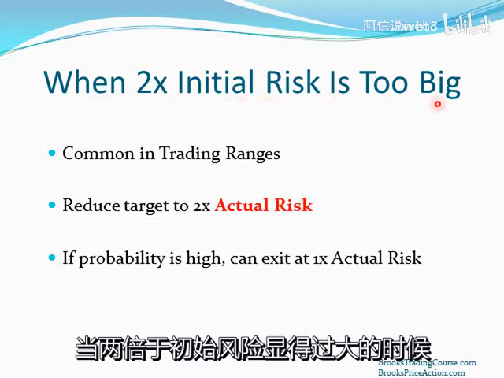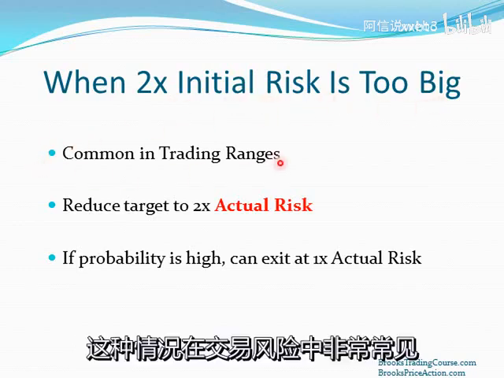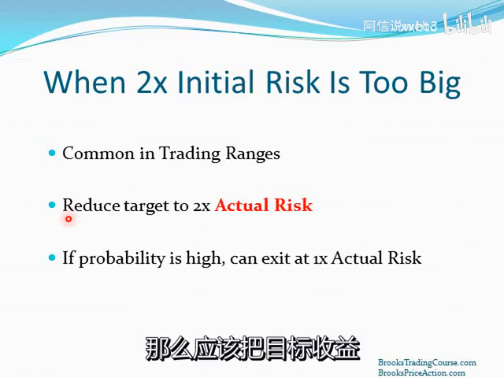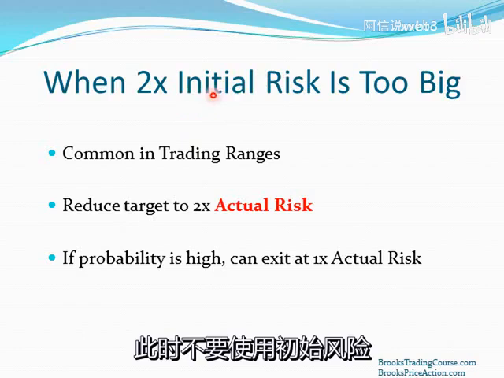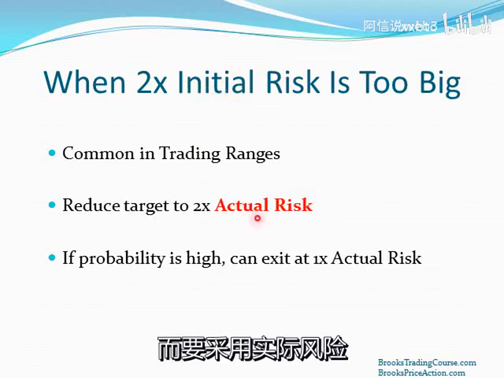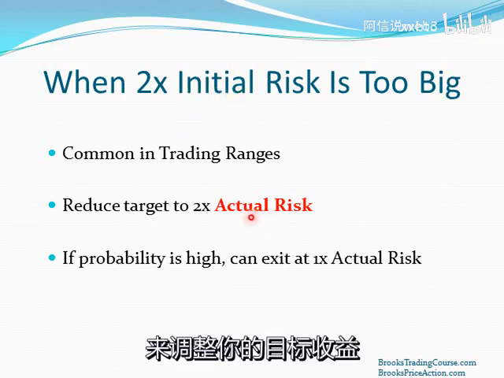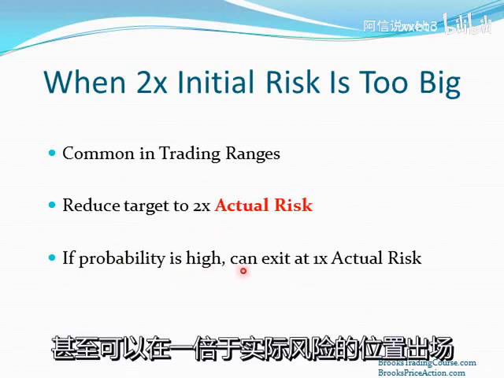When 2 times the initial risk is too big, this is common in trading ranges. Then you have to reduce the target to 2 times the actual risk. So instead of using the initial risk, take a look at the actual risk and change your target. And if the probability is high enough, you can even exit at 1 times the actual risk.